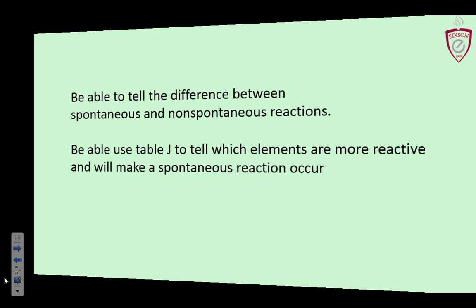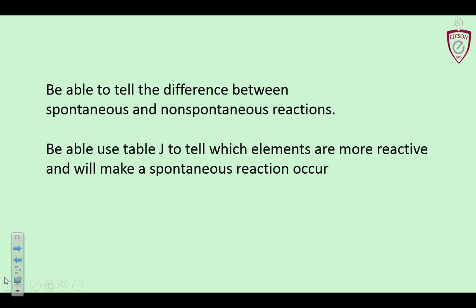Moving on. So now we basically just figured out how to use this reactivity series. We know what a spontaneous reaction is. You need to be able to tell me is the reaction spontaneous or not, and use table J to help you out. That's it. See ya!